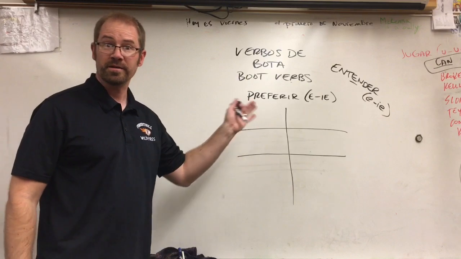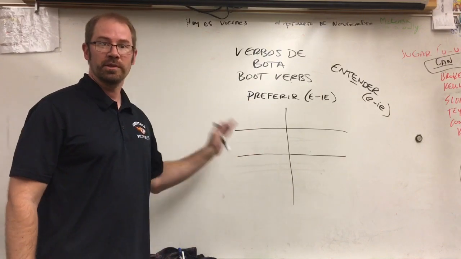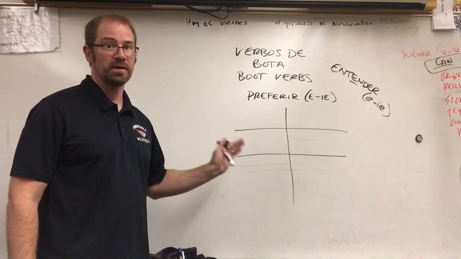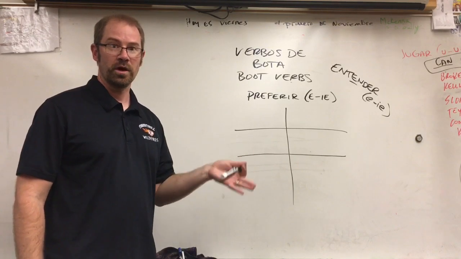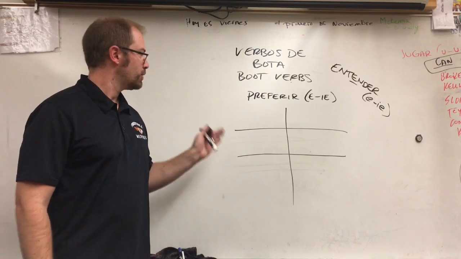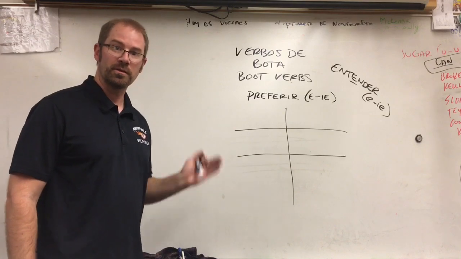So in entender, it'll be the E in the middle that changes. But let's do preferir for now. Now keep in mind, this is an IR verb, so the endings will be a little bit different than the jugar and the cerrar that we did earlier. If you want to take a shot and see if you can conjugate that, go ahead. I'm going to write it on the board right now.